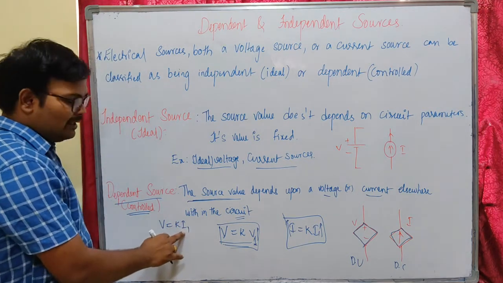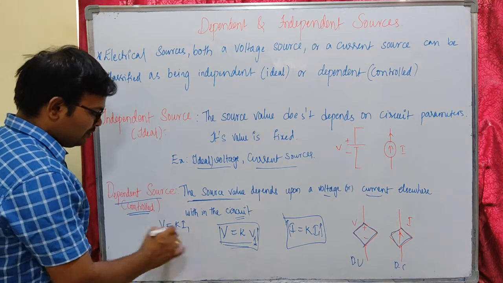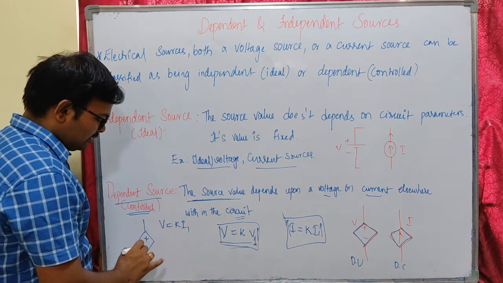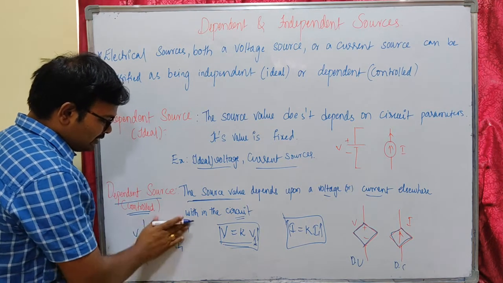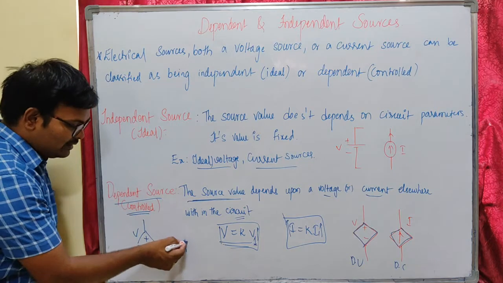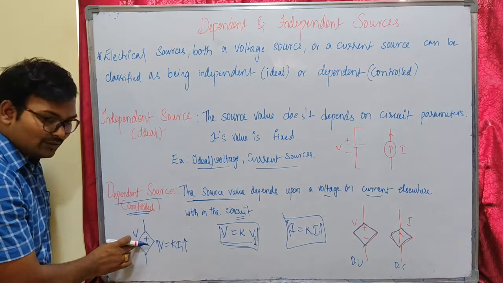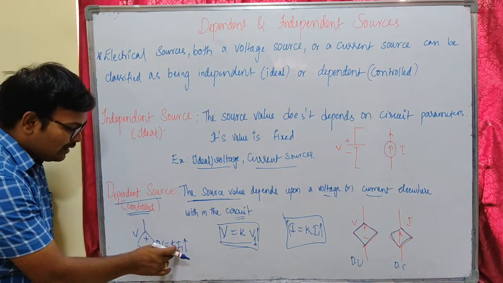If the value of current changes, our voltage will change. This is a plus minus voltage source, but its value depends upon a current somewhere in the circuit. If I1 changes, our V changes. That's why this is a voltage source which depends upon the current. That is a current dependent voltage source.